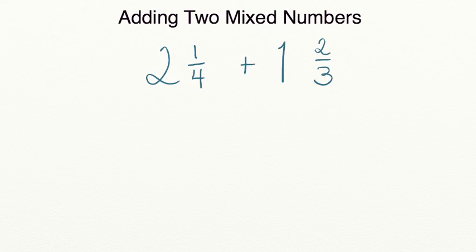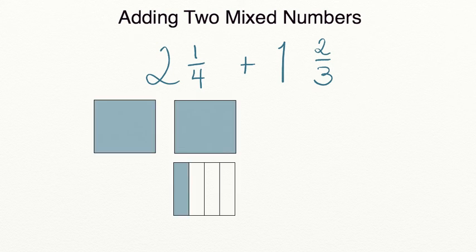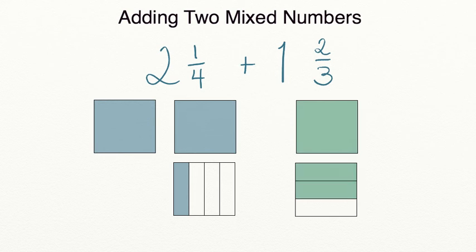We are going to begin today by practicing adding 2 1/4 plus 1 2/3. Our first model that we're going to use is the area model. So let's represent 2 1/4 as a fraction. We have 2 wholes, and then we have 1/4 of a whole shaded in. Now let's represent 1 2/3 using fraction bars. We have our 1 whole and 2/3 shaded in.